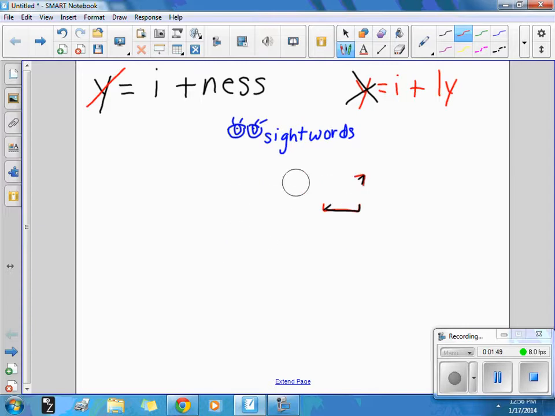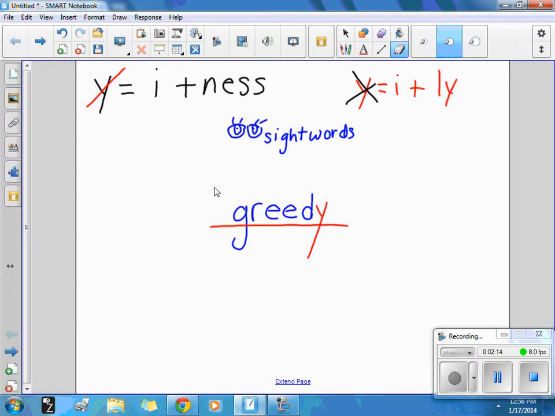Let's try the word greedy. Greedy. Don't be greedy when you're taking stickers. Just choose one. Greedy. It should look like this. And even though it sounds like an E, it's a Y at the end. Greedy. All right, go ahead and erase.